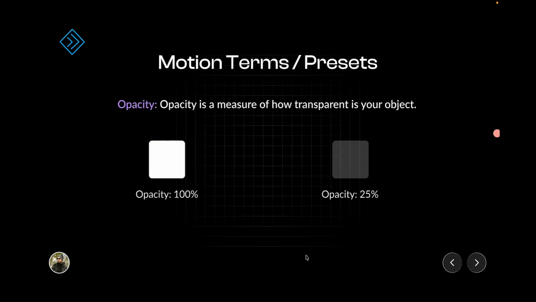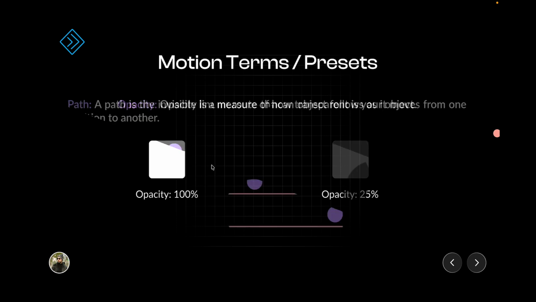Next we have opacity. Opacity is a measure of how transparent your object is. On the left side you can see a square with an opacity of 100%, and on the right side you can see a square with 25% opacity. You can see this square is transparent and you can see lines behind it, but on the left side there is no transparency and you cannot see the line behind this object.